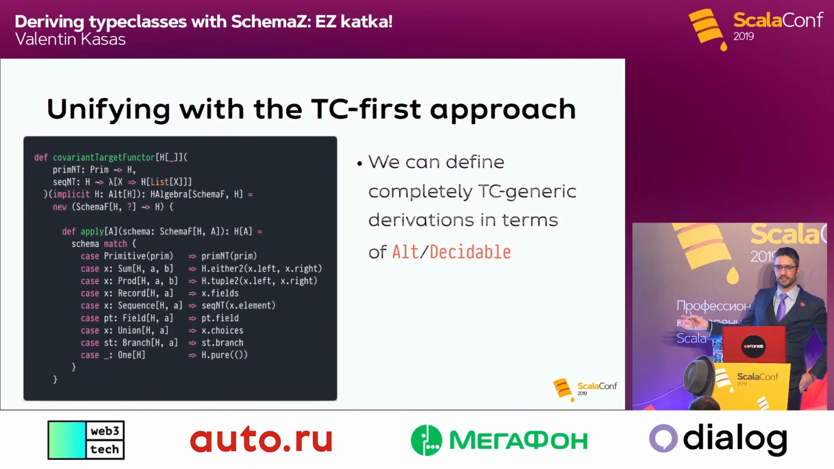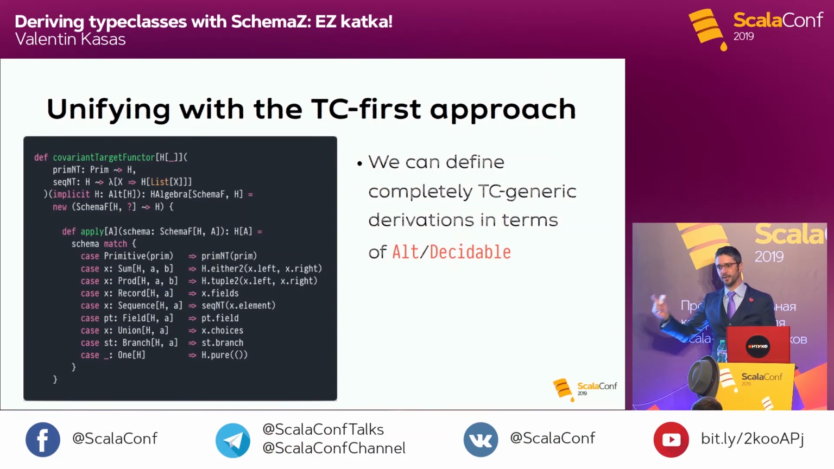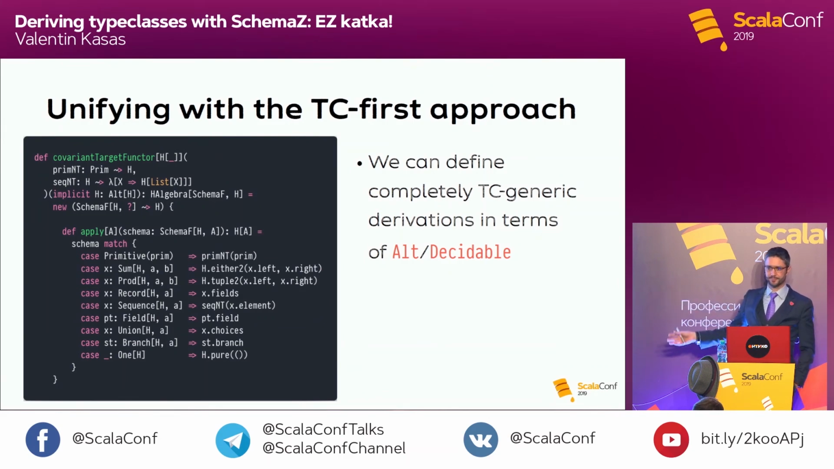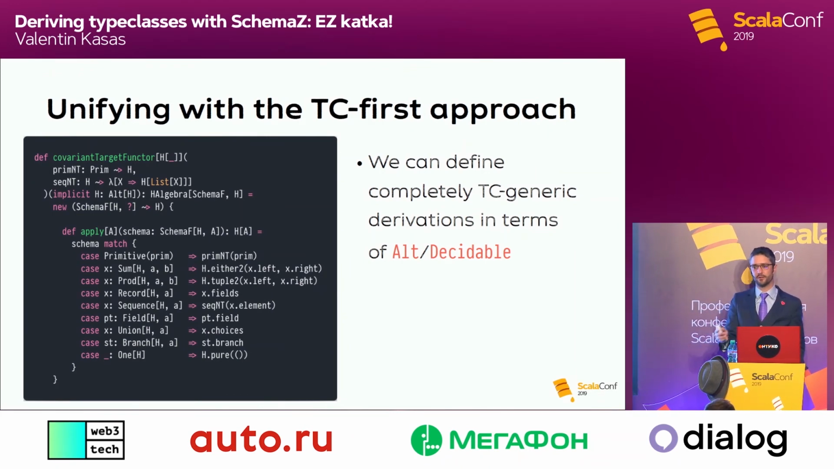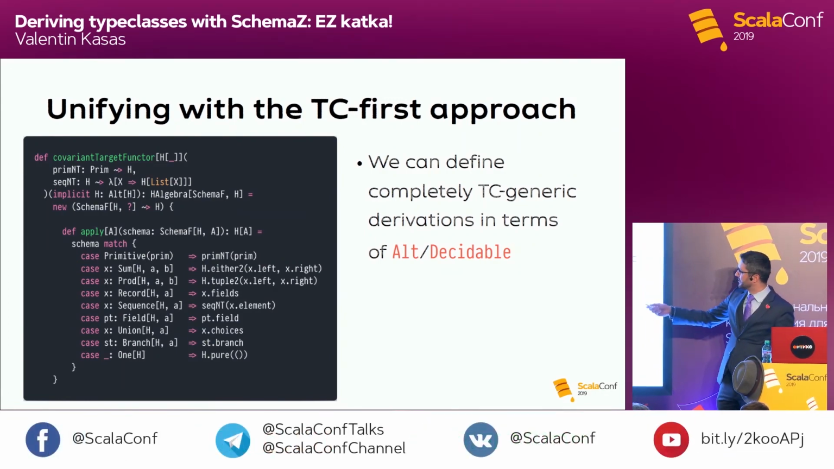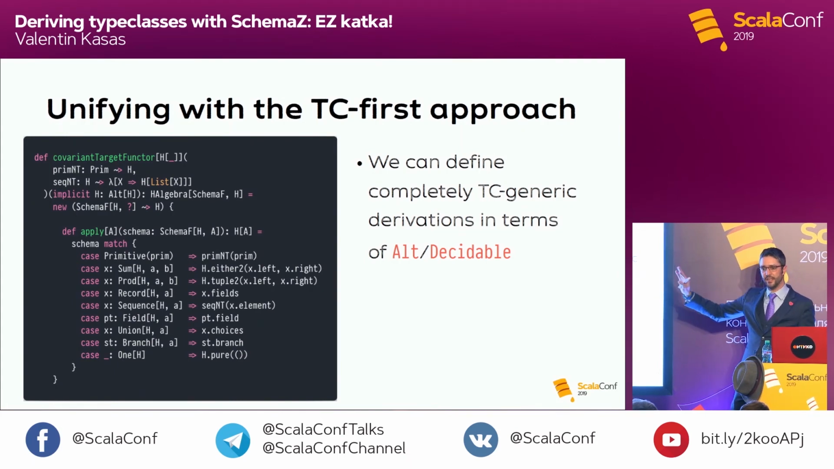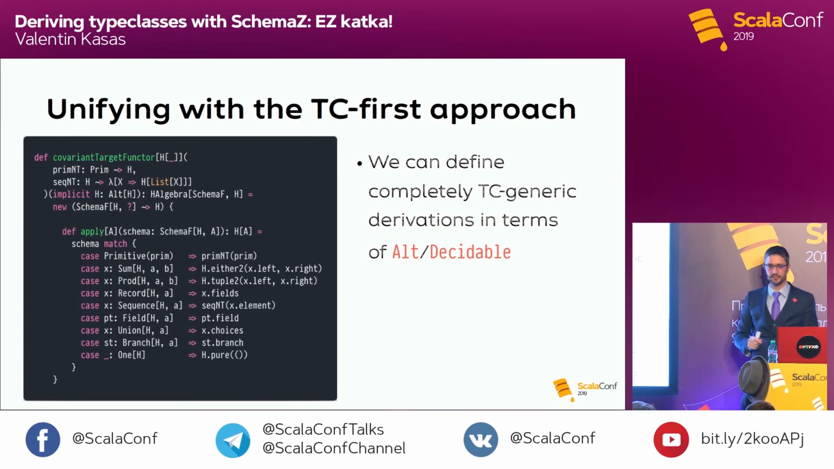I will get back to what I claimed earlier, that SchemaZ unifies ScalaZ derivings and shapeless approaches by showing you something we have in the library that automatically derives a type class if your type class has an instance of Alt or Decidable, depending on whether it is covariant or contravariant. If you can see the code, sorry if you cannot, here I derive the type class H, and the only thing I know about H is that it has an Alt instance.